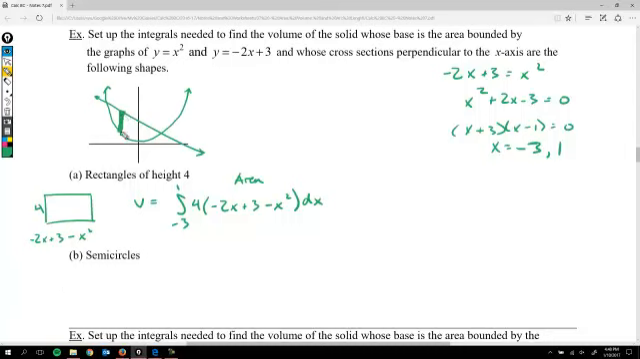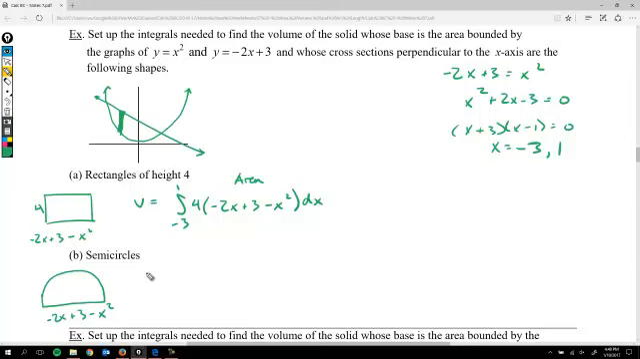So again, this picture doesn't change here. This is still from above. This is still my cross section. But if I view it straight on, instead of rectangles, this time I have a semicircle, where this bottom diameter is negative 2x plus 3 minus x squared. Okay, minus x squared.